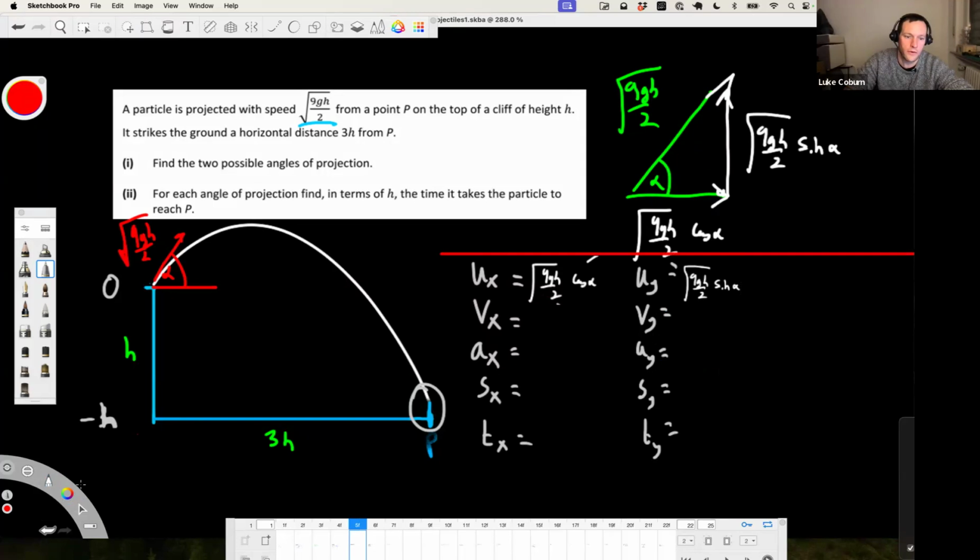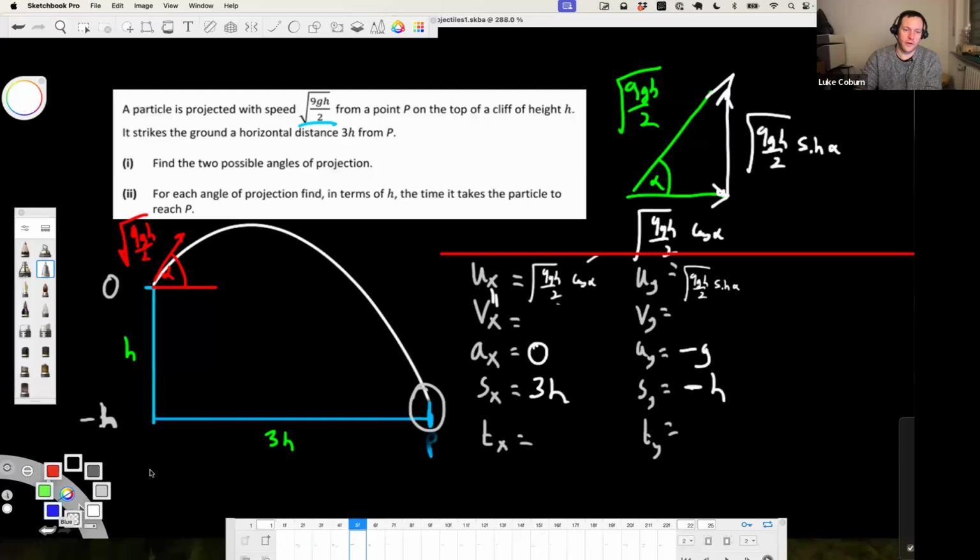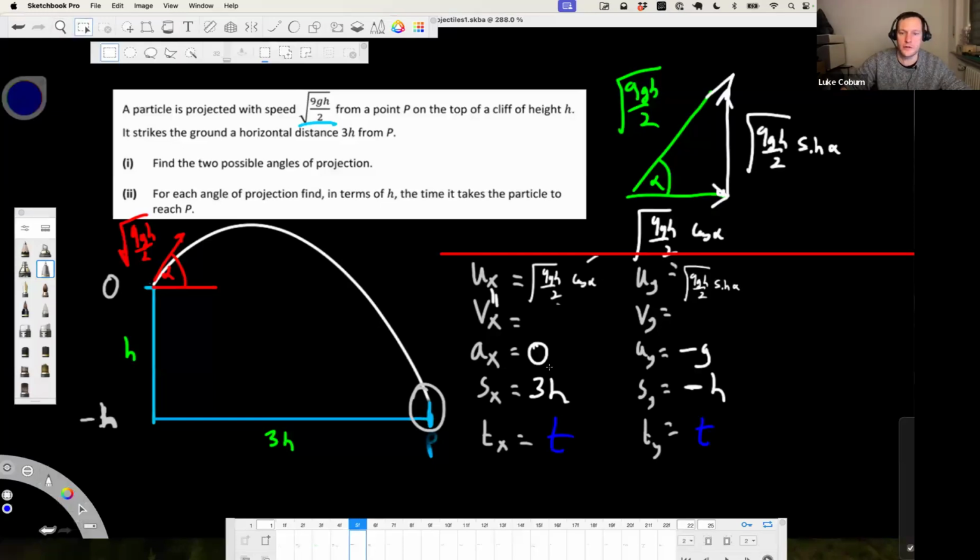Okay, so what else do I know? I also know that they're equal to each other. This is 0. This is 3h. That is minus h. This is minus g. And the final thing is that we'll have the same time in both. Okay, so maybe I'll just take all of this to the next page.